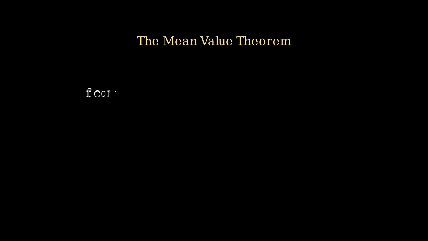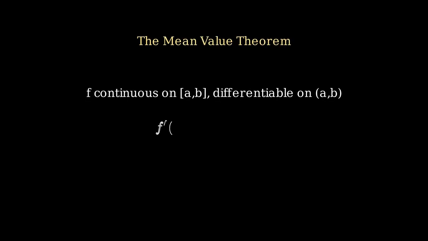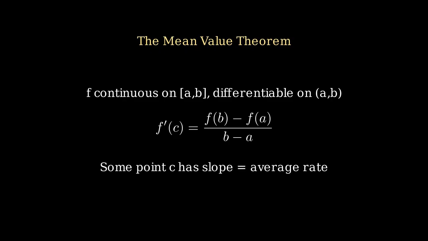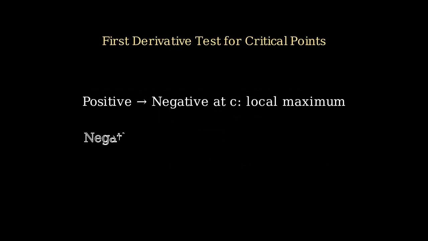Let's start with the mean value theorem. It says that if a function f is continuous on the closed interval from a to b and differentiable on the open interval from a to b, then there must exist some point c in between where the instantaneous rate of change equals the average rate of change over the whole interval. In symbols, the derivative of f at c equals the quantity f of b minus f of a divided by the quantity b minus a. This connects to the first derivative test for classifying critical points.